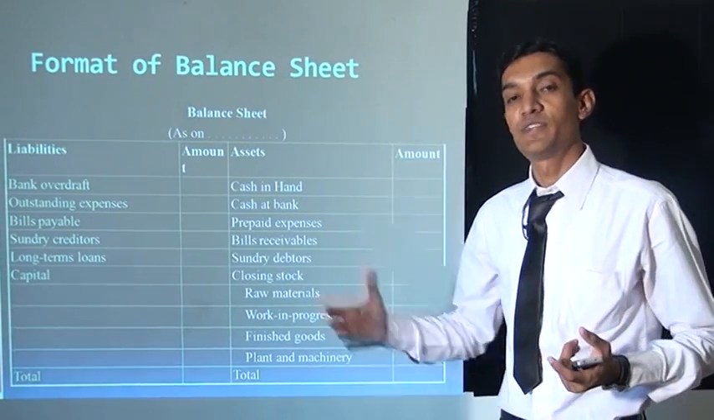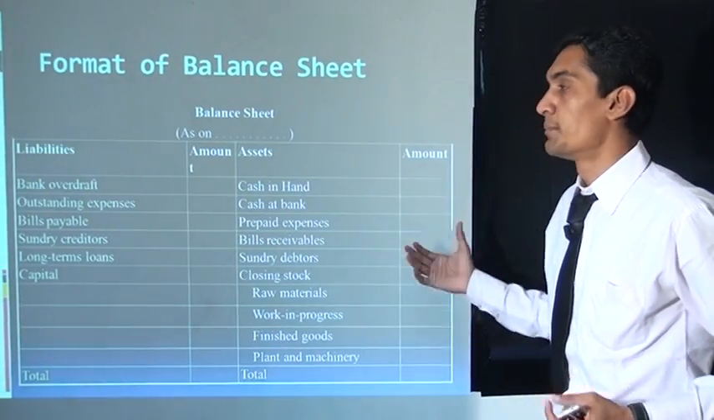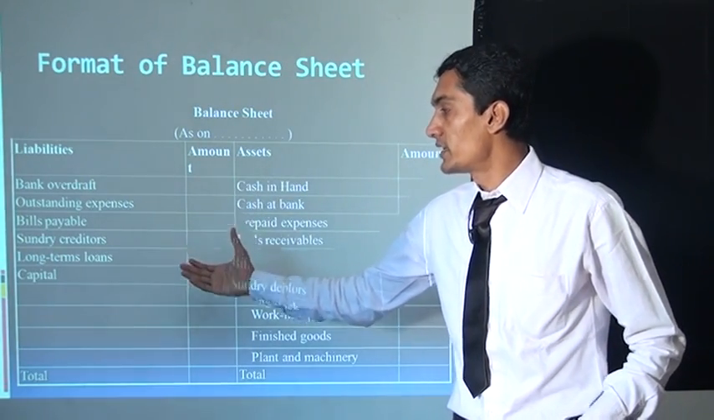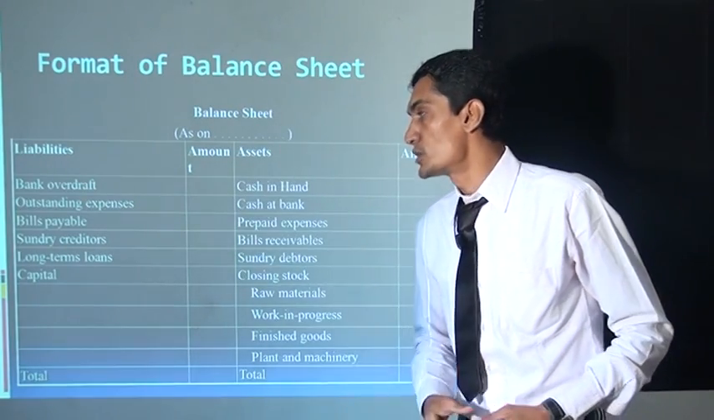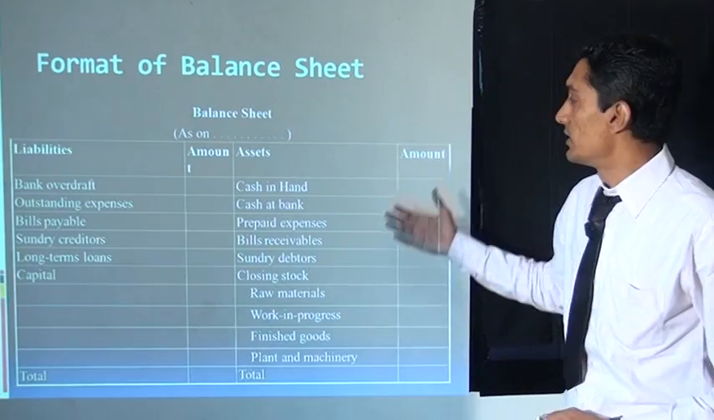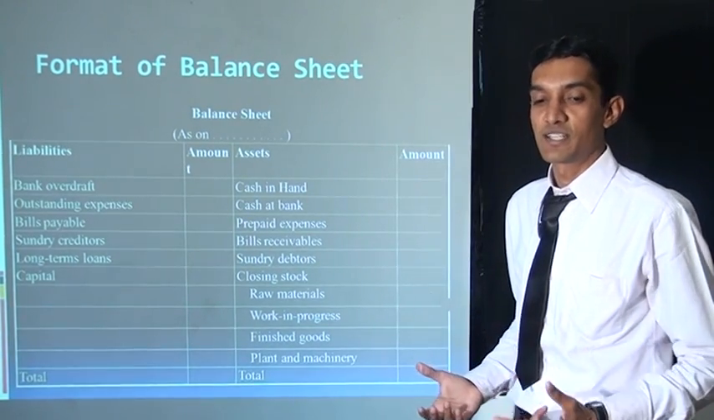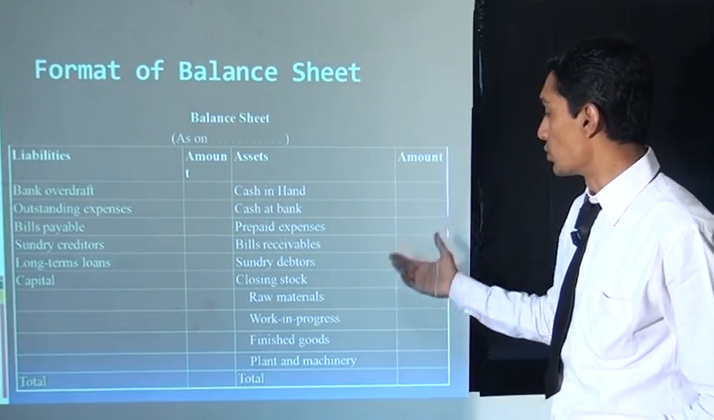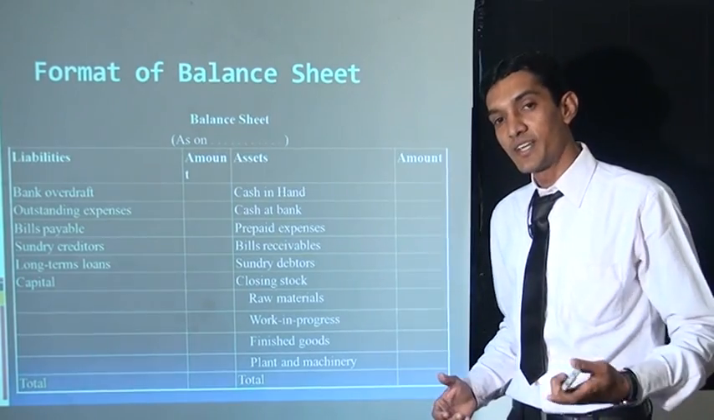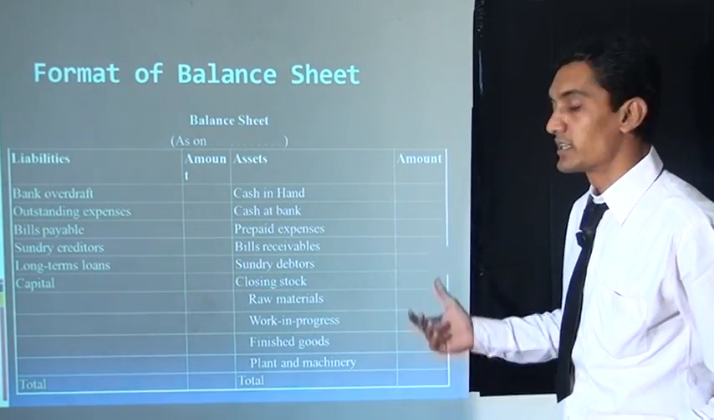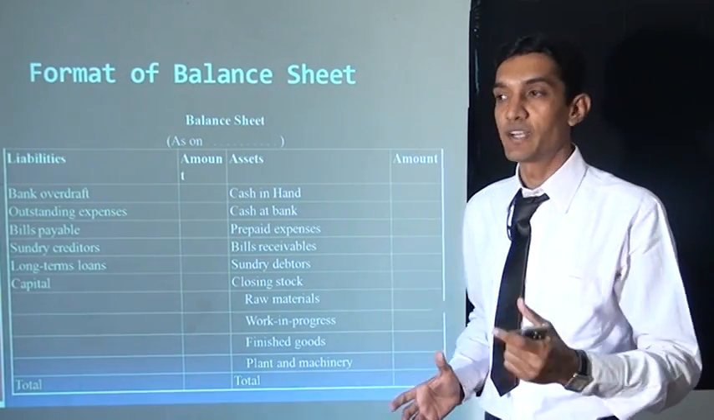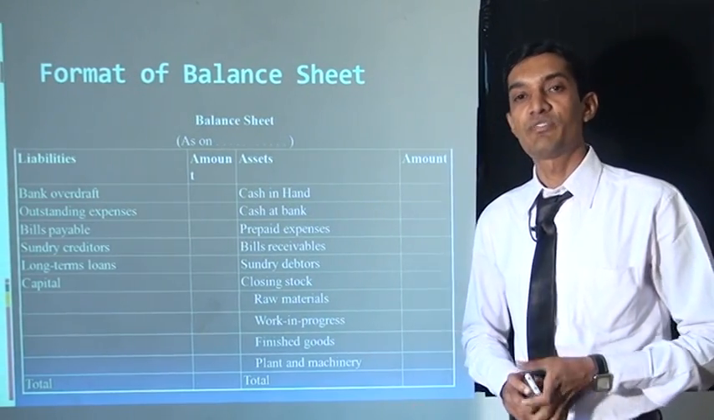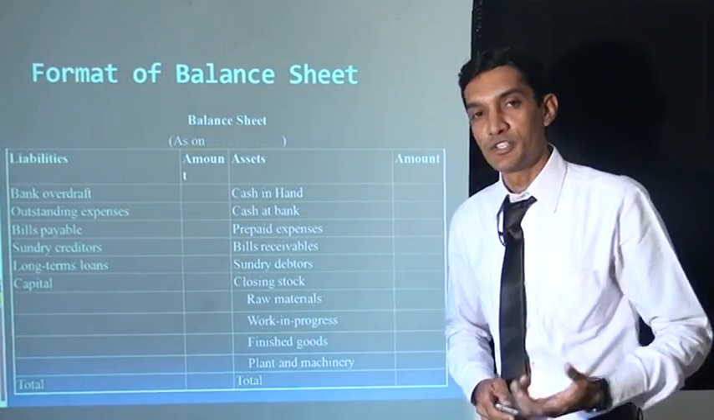As we discussed, there is no debit side or credit side, but there are liability and asset sides. Liabilities are like capital, long-term loans, sundry creditors, bills payable, outstanding expenses, bank overdraft. Assets, you already know what types there are: machinery, cash in hand, cash at bank, prepaid expenses, bills receivable, sundry debtors, closing stocks. In closing stocks there are raw material, work in progress, finished goods, plant and machinery. So the balance sheet shows that both side totals are the same. So we get the financial accuracy from the balance sheet.